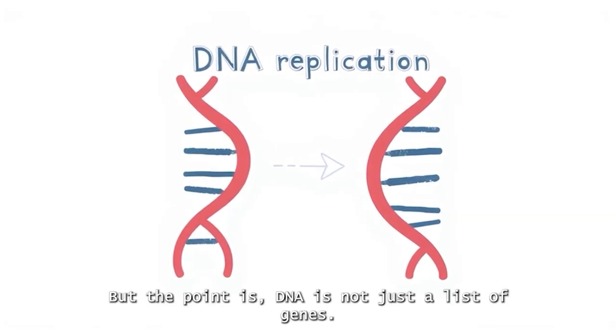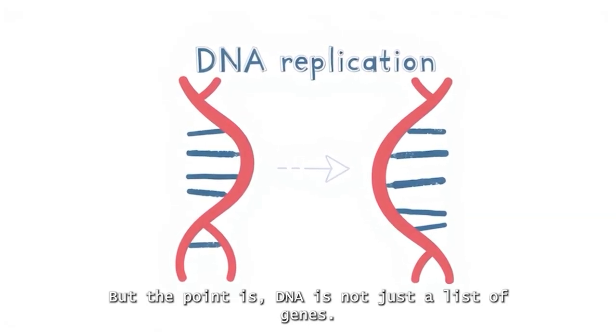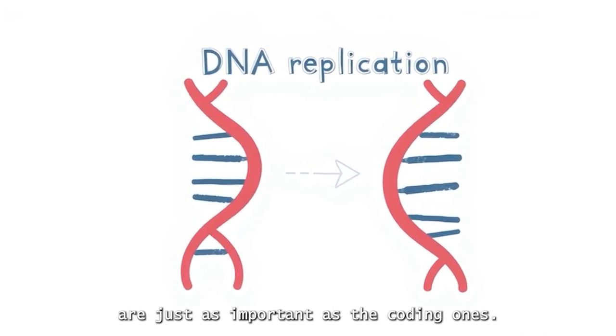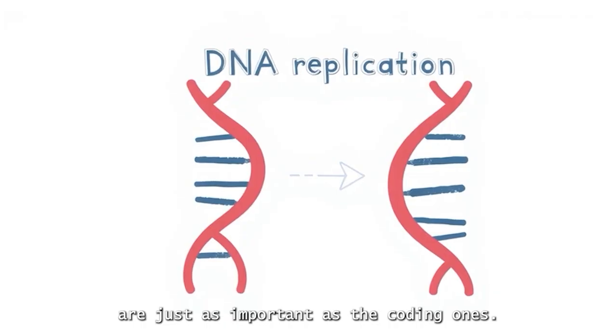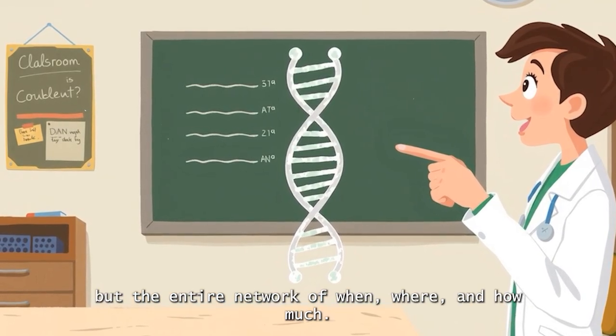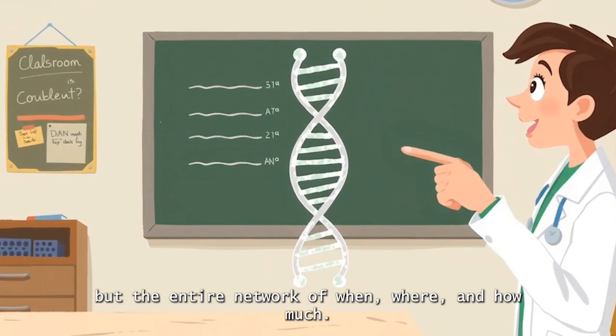But the point is, DNA is not just a list of genes. It's a complex regulatory system, and the non-coding regions are just as important as the coding ones. What DNA controls is not just the production of proteins, but the entire network of when, where, and how much.